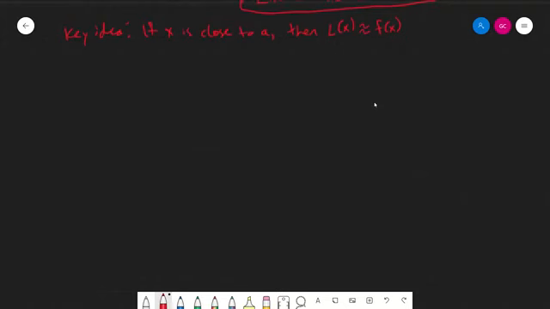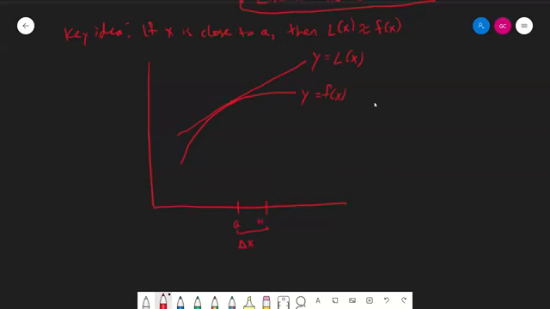So again, I'm just going to start by drawing a picture, maybe a bit bigger this time. You have some function here. You've picked a point on that graph. You've found a tangent line. So again, we're going to call that y equals L of x. Now let's imagine that you pick another point over here. It's a little distance away from a. So we might call that distance delta x and call this point a plus delta x.